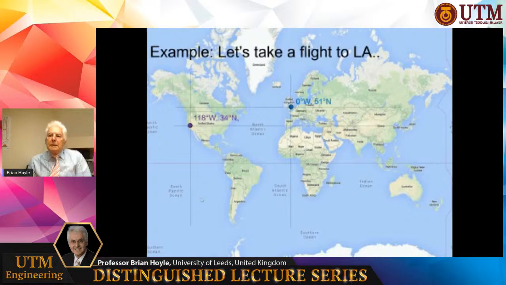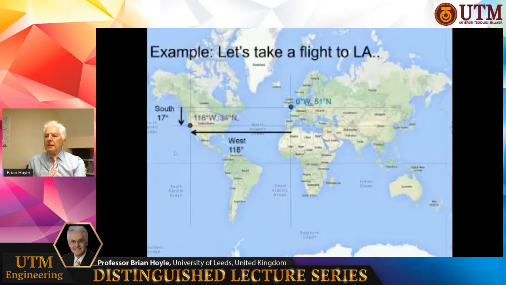If I want to start in perhaps London, where that aircraft is based, and fly to Los Angeles on the western seaboard of the USA, I'm going to have to fly west 118 degrees and south 17 degrees. Now we're looking here at this Mercator projection.